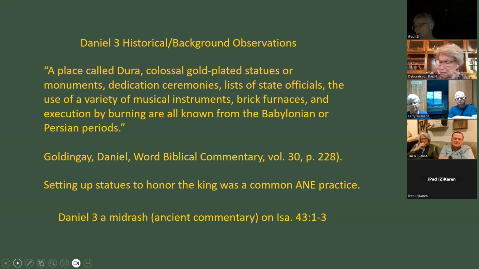So let's turn to Isaiah 43, 1 through 3 and look at what it says there. And I'll ask for a volunteer to read. This is from the New International Version.